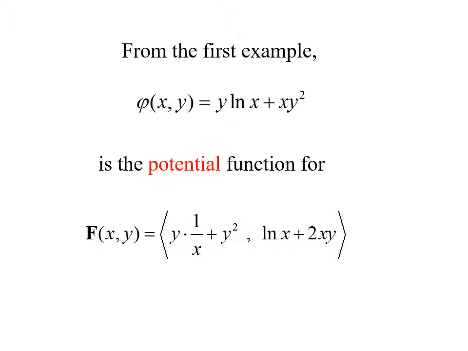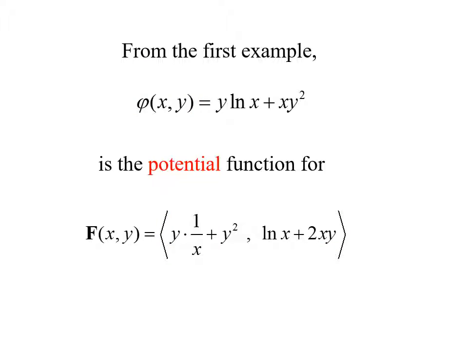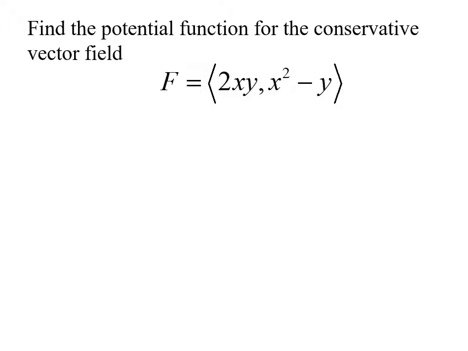Now, earlier in the video, we created a vector field from the function y ln x plus xy squared by doing the partial with respect to x and the partial with respect to y and writing them in a vector field. Well, that means that the y ln x plus xy squared is the potential function for that vector field. So let's see how to find the potential function for this vector field.